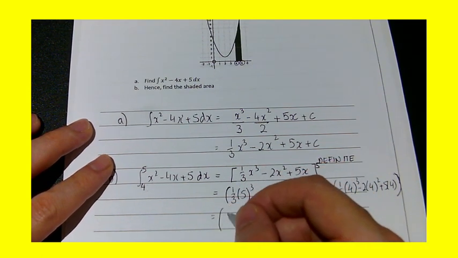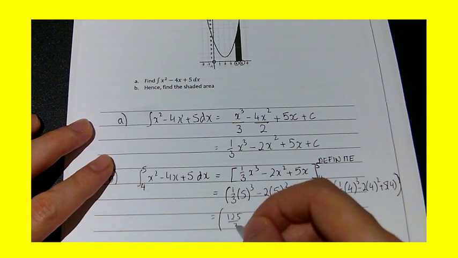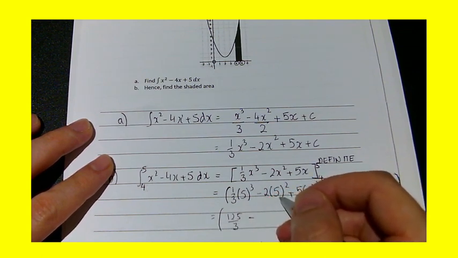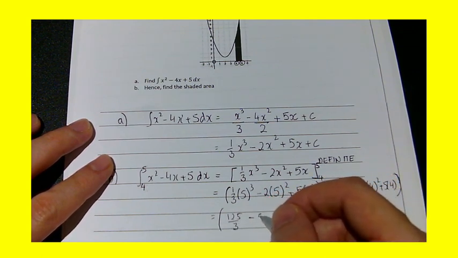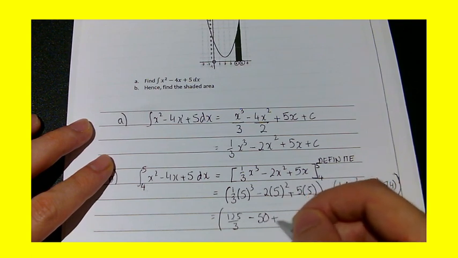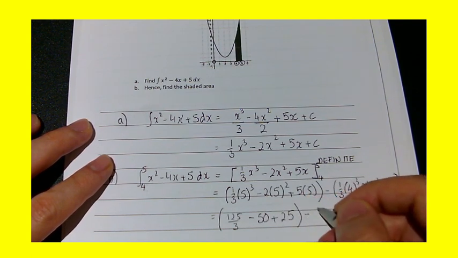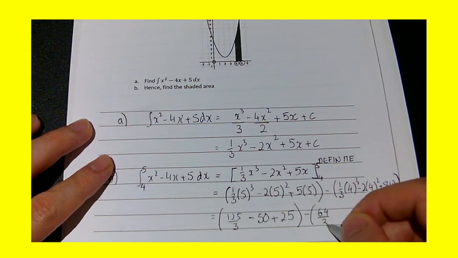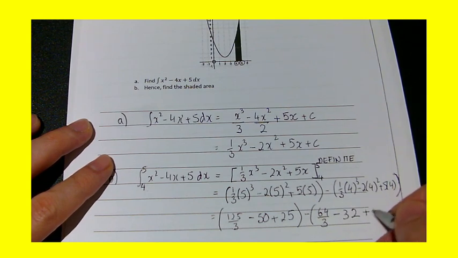So 5 cubed is 125, to get 125 over 3. 5 squared is 25 times 2, minus 50, plus 5 times 5, 25. 4 cubed is 64. 4 squared is 16 times 2, minus 32. 5 times 4 is 20.